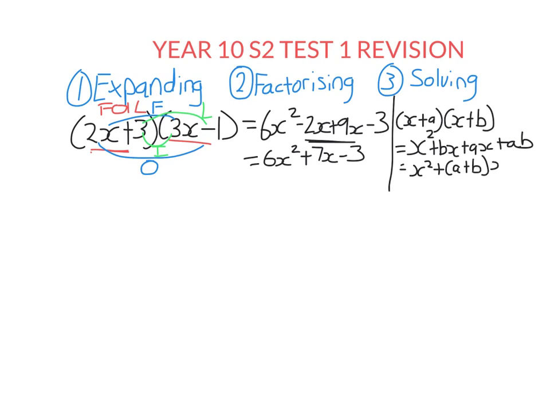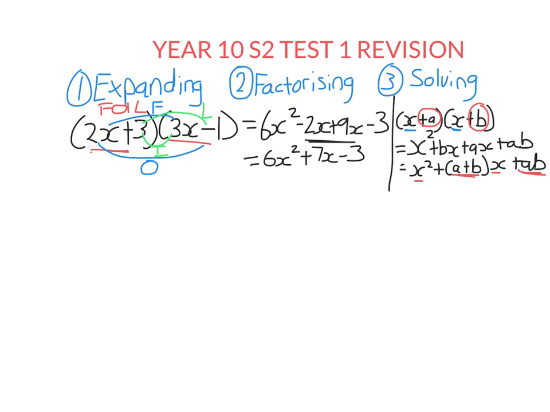This might seem a little complicated, but what I'm doing this for is to demonstrate to you that if you have x with a coefficient of 1 in both brackets, so this is monic, there's a quick way you can do binomial expansions. We have our x squared term. The coefficient of x is a plus b, in other words, this number and this number added together, and the constant term is those two numbers multiplied together.